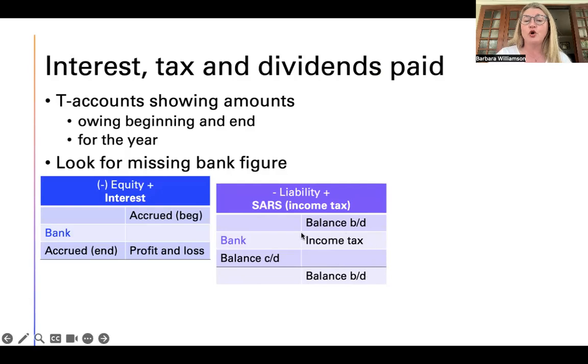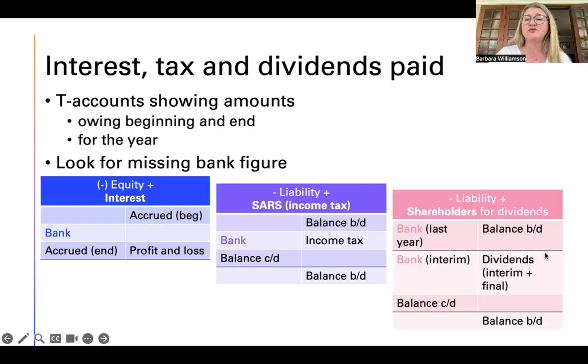Obviously, the tax for the year is the amount that is shown on the credit side, because that increases your liability to SARS. And then the total amount paid during the year, that would have been to pay off the beginning balance as well as any provisional payments, would be the bank figure that you would use.